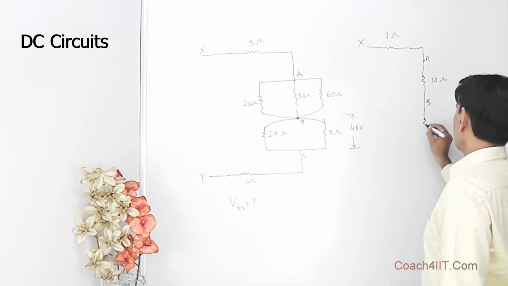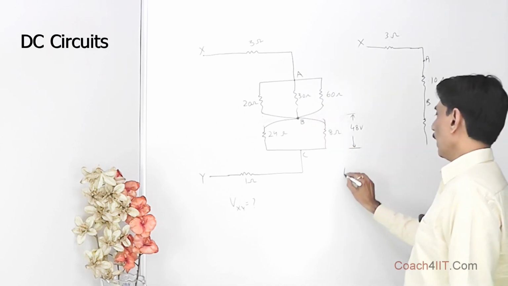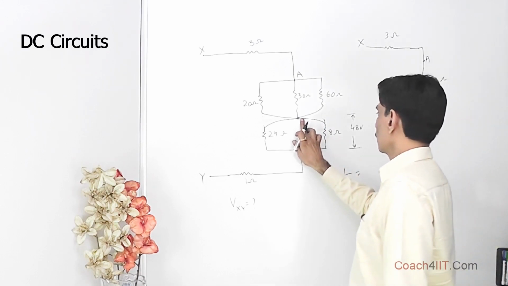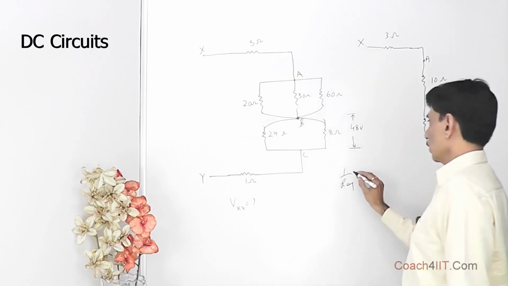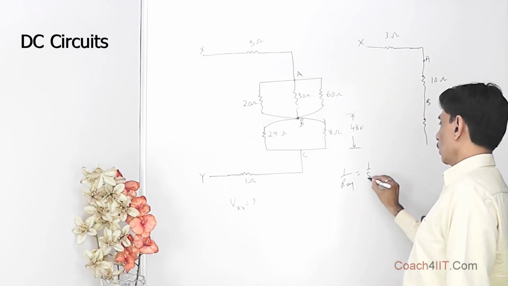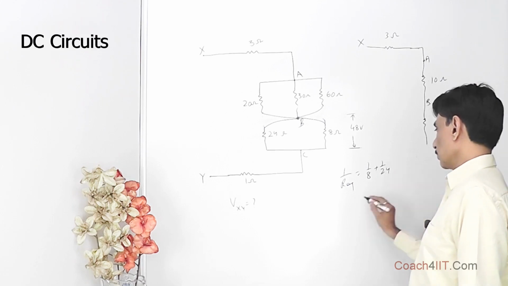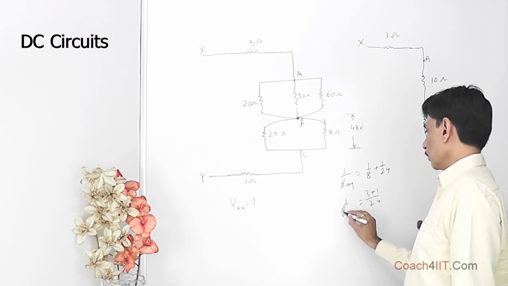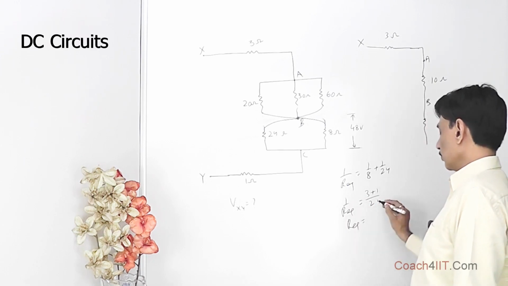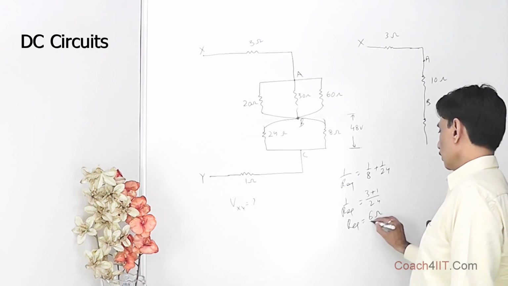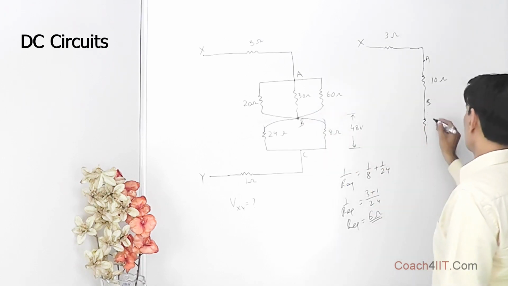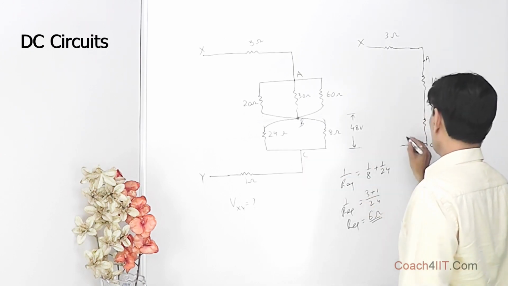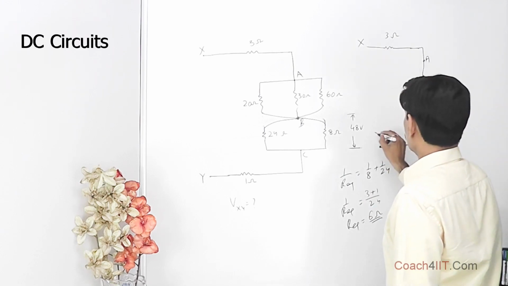Similarly between B and C, 1 by R equivalent is 1 by 8 plus 1 by 24. 24 comes out to be the LCM, so it is going to be 3 plus 1 by 24. So R equivalent comes out 24 by 4, that is 6 ohm. So between B and C, it is 6 ohm. And over here, this is a 1 ohm resistor. This is X, this is Y.